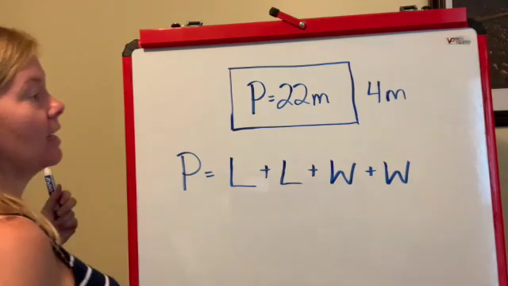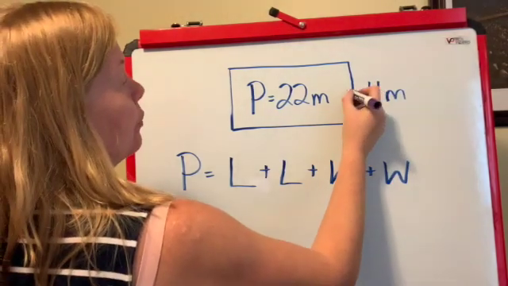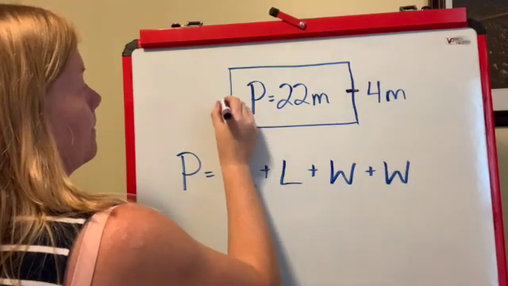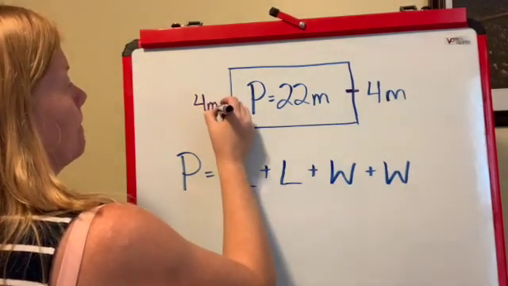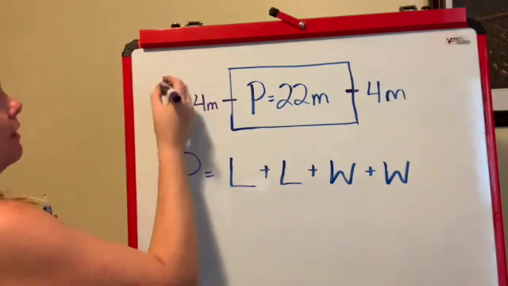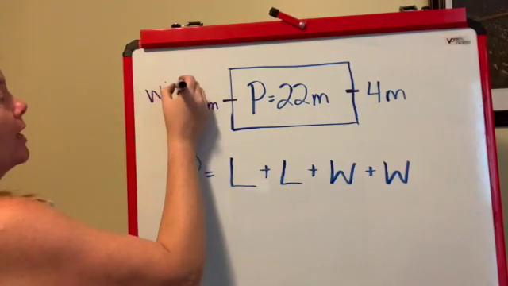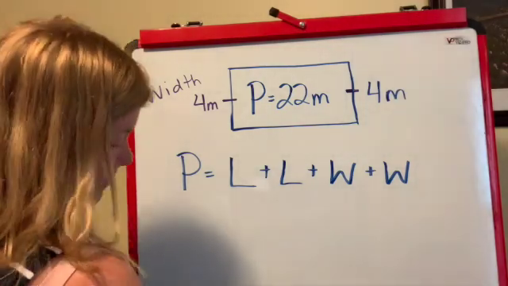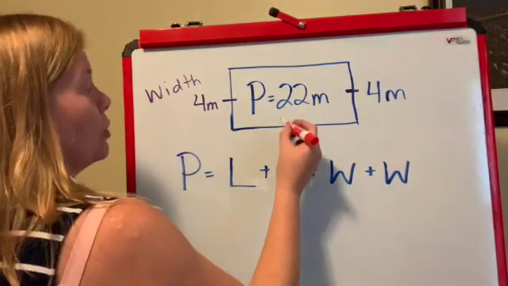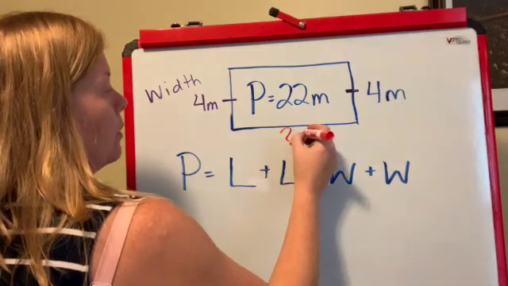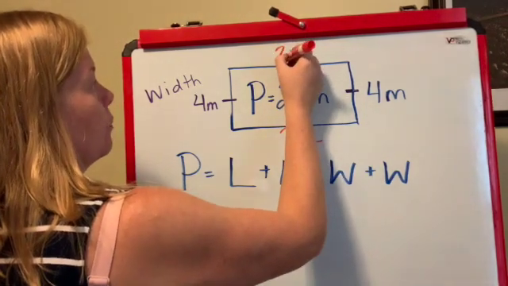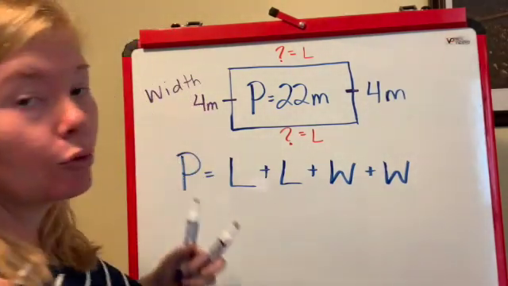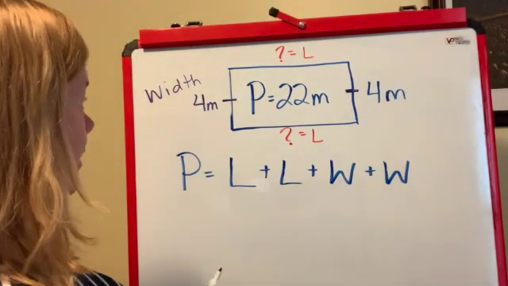What's missing this time? This time we know what the width is. So what is missing this time? Perfect. We do not know what the length is. It is missing. We're waiting for our length. So we have to solve to figure out what our length is.